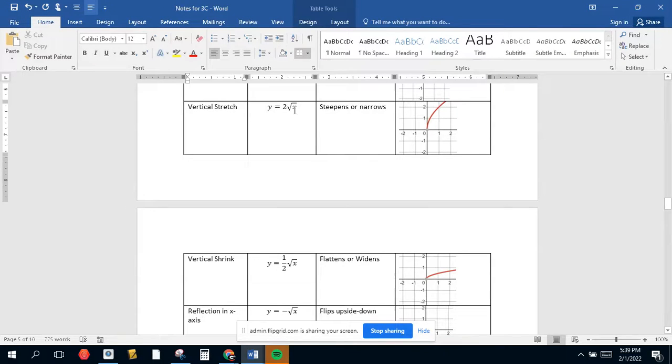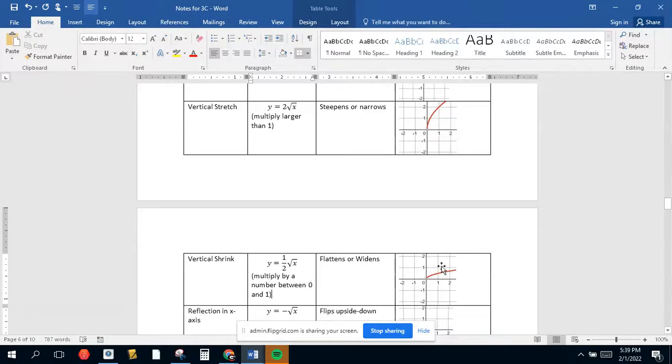larger than 1. So I'm going to add that in here. Multiply larger than 1. More accurately, it's an absolute value larger than 1, then it's going to steepen or narrow. We call that a vertical stretch. Meanwhile, if you multiply by a number that is between 0 and 1, it's going to be a vertical shrink. And sometimes you see the word compression there.